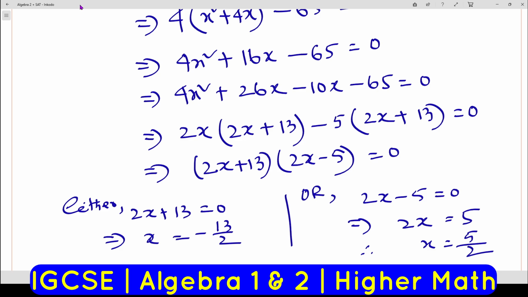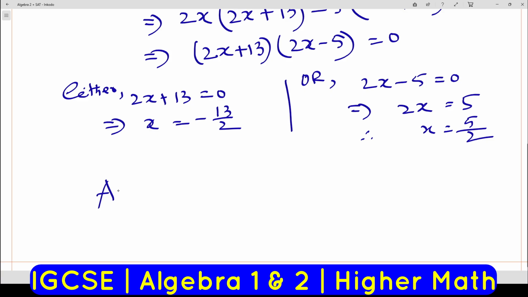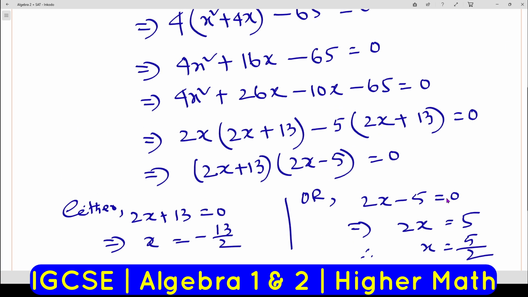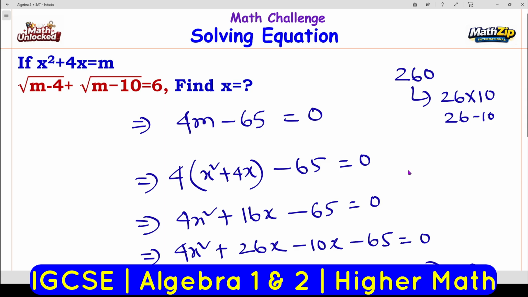So our answer is x equals minus 13 by 2 or 5 by 2. Very simple. So these kinds of questions I am trying to solve almost every day.